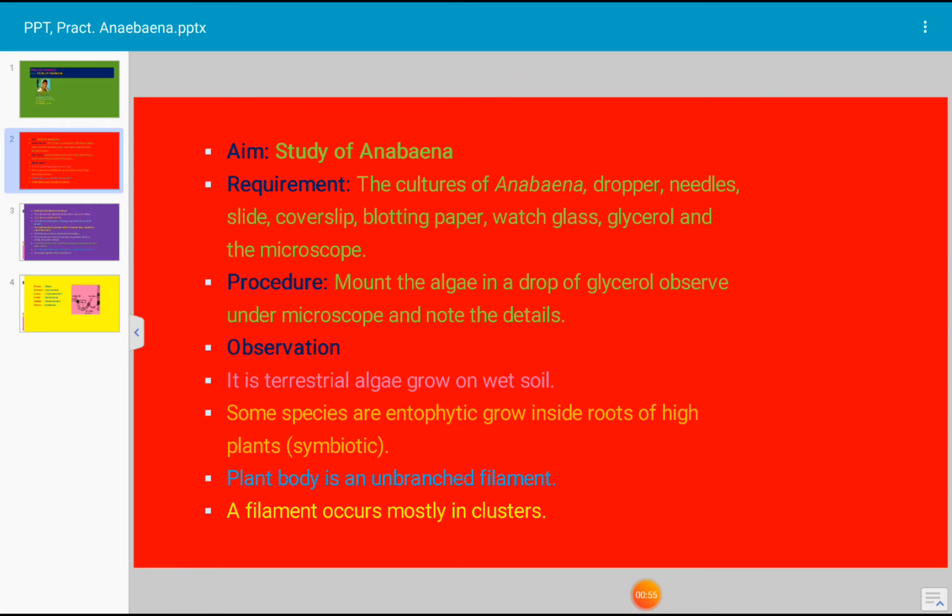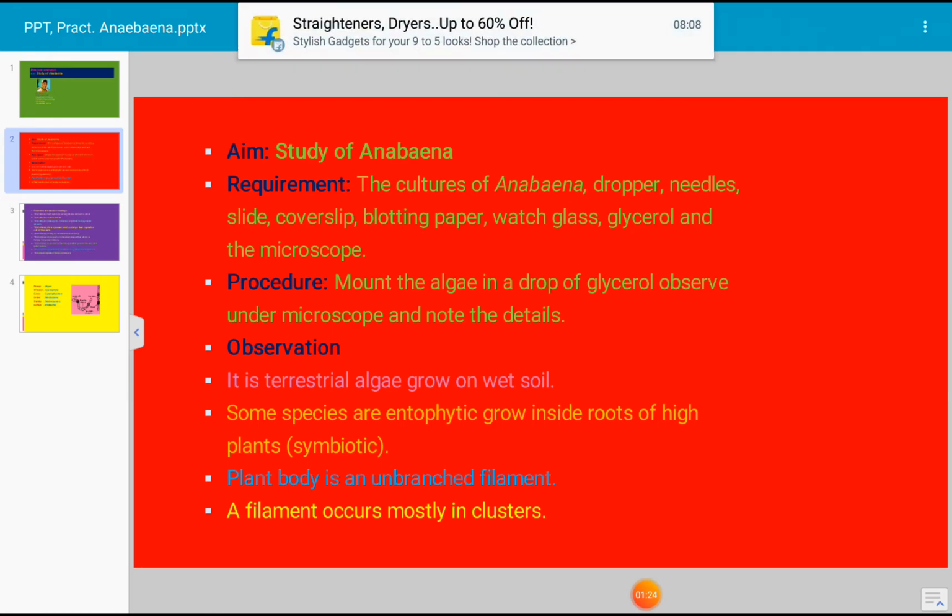What we have to observe in the slide of Anabaena, and write in the observation regarding Anabaena, is that it is a terrestrial algae. Terrestrial algae means that it can grow on land, on wet soil or wet land. Some species are endophytic. Endo means inner. Endophytic means they grow inside the cells of other higher plants. Such algae are described as endophytic algae.